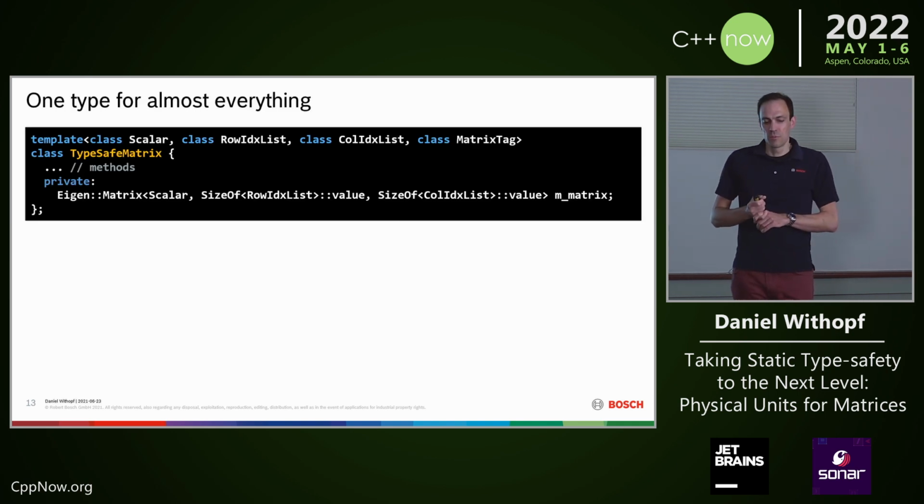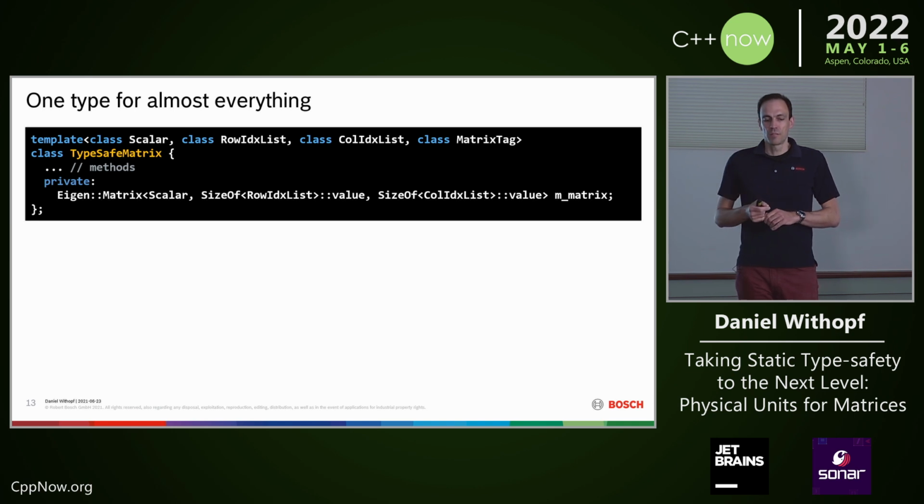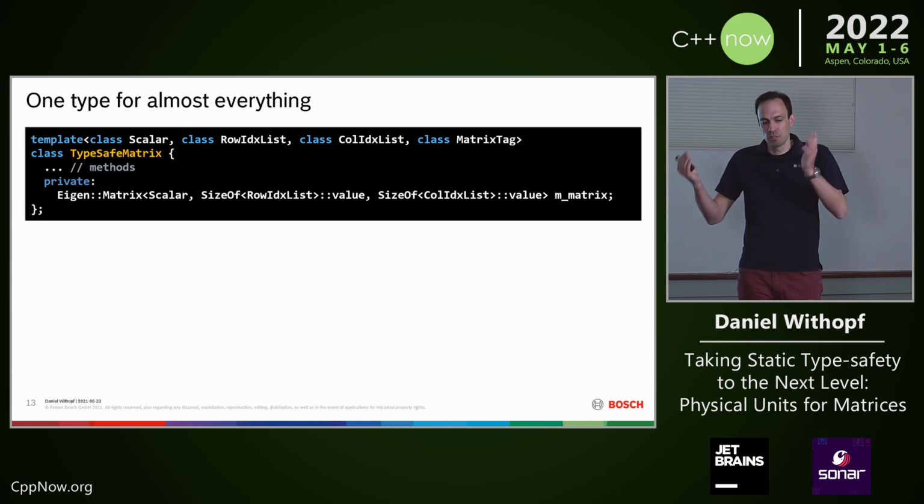So let's see what's inside the library. This is the first type that we need from the library. It's called, like the library itself, Typeset Matrix. And you have 4 different template arguments. The first template argument is the scalar type. So do we want to store doubles, floats, integers?